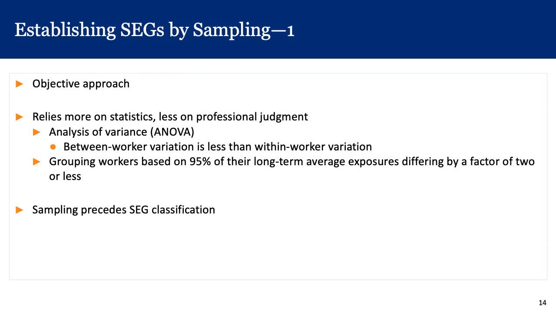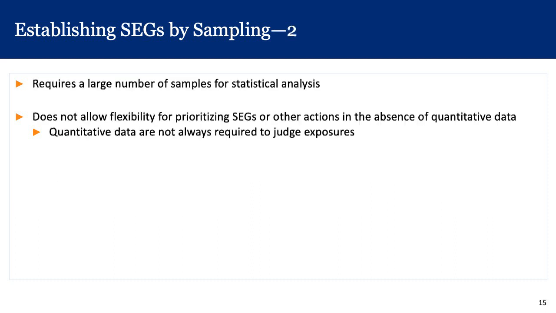And then we have the sampling method, which is more objective because it relies more on actual measurements and statistical analysis of the measurements using the analysis of variance as we studied in previous lectures. And here, the sampling precedes the grouping of the workers into SEGs. As we have discussed before, the sampling approach requires a large number of samples for statistical analysis and does not allow for any flexibility for prioritizing SEGs. And quantitative measurements are very expensive, so this approach is not necessarily very feasible most of the time.